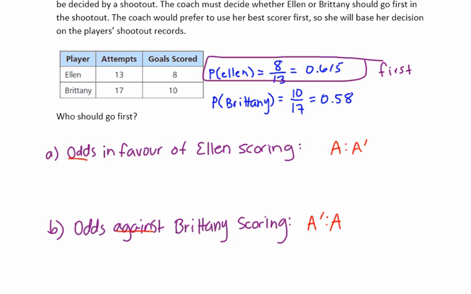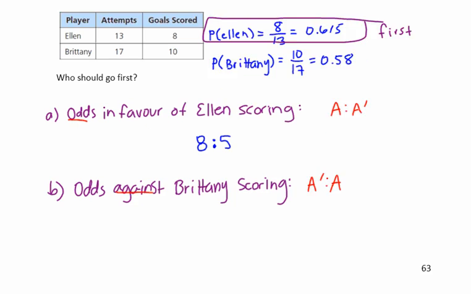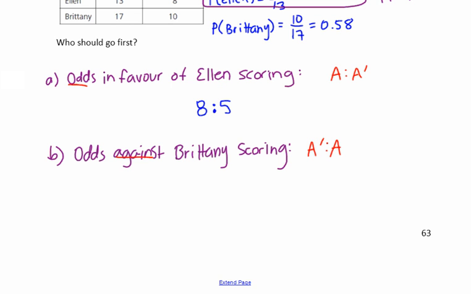Okay, so odds in favor of Ellen scoring. So how many times will she score? 8 compared to how many times will she not score? 5. 13 minus 8. So 5 times she would actually miss the net. So the odds are 8 to 5. Odds against Brittany scoring. So how many times will Brittany not score? 7 compared to how many times will she score? 10. Remember that the sum of your odds will equal your total attempts.